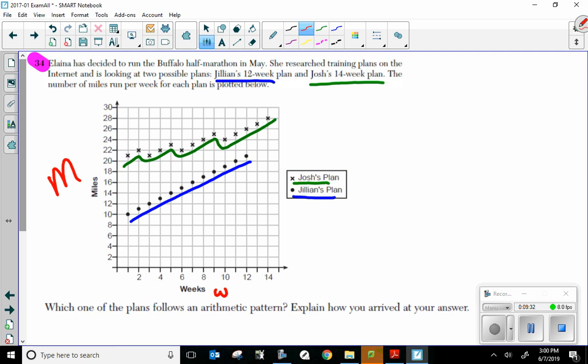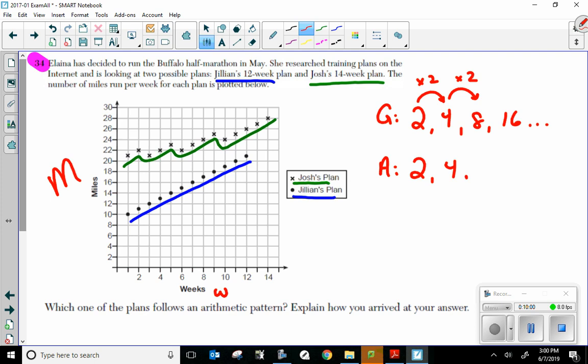Great question. Easy question. You just need to know the difference between arithmetic and geometric. Geometric might go 2, 4, 8, 16, and so forth, because geometrics have a common factor. I am multiplying everything by 2. An arithmetic sequence would go 2, 4, 6, 8, and so forth. I am adding, I have a common difference that goes up the same amount every single time.